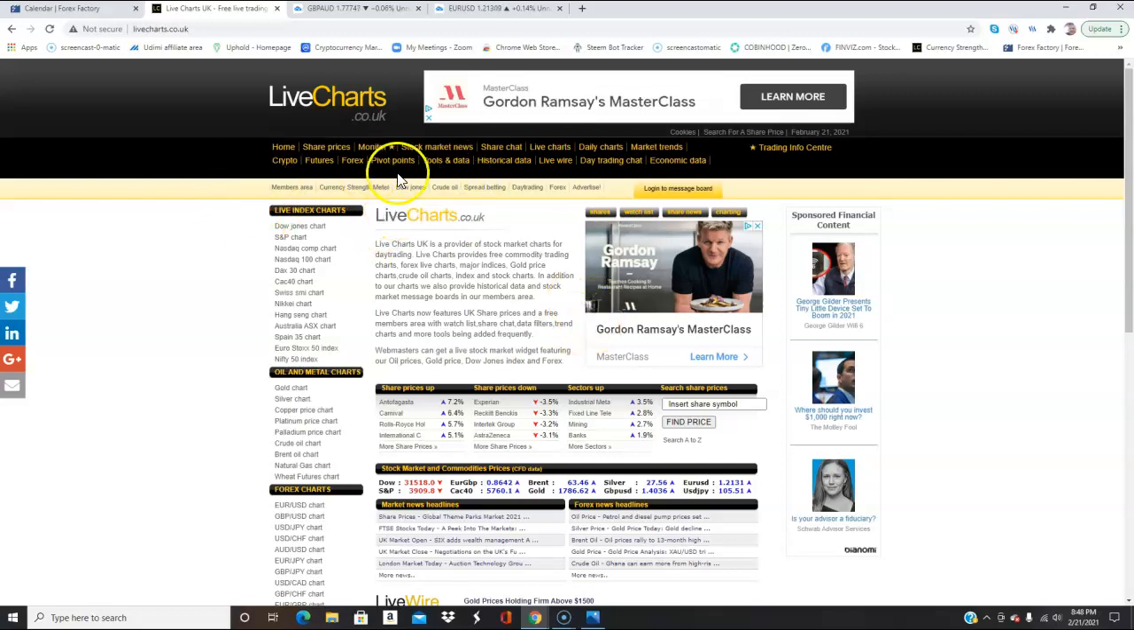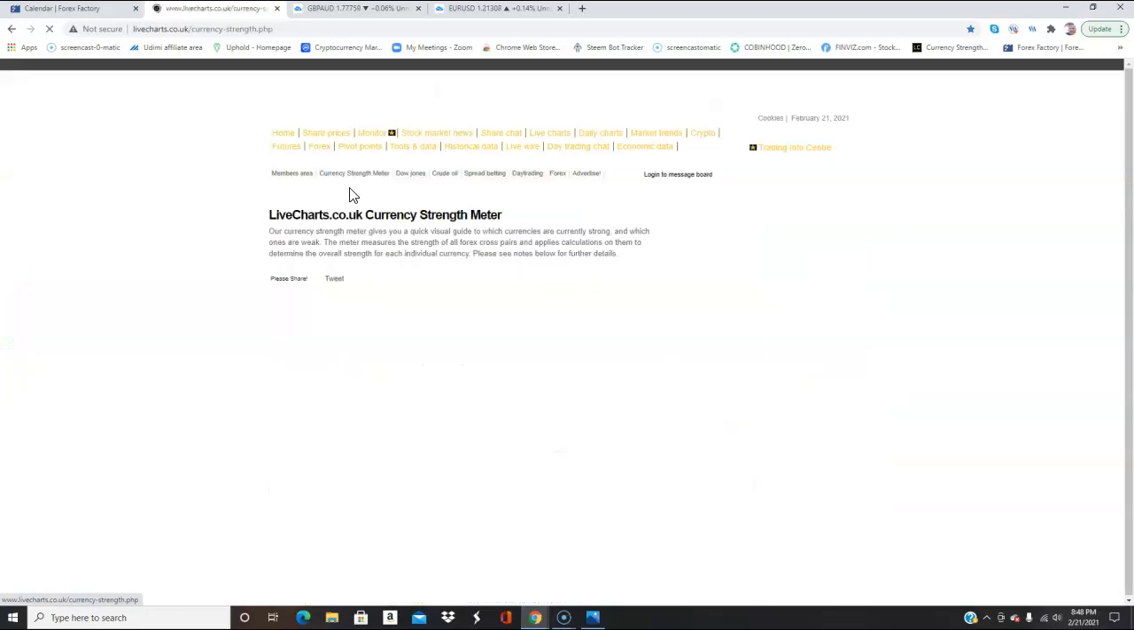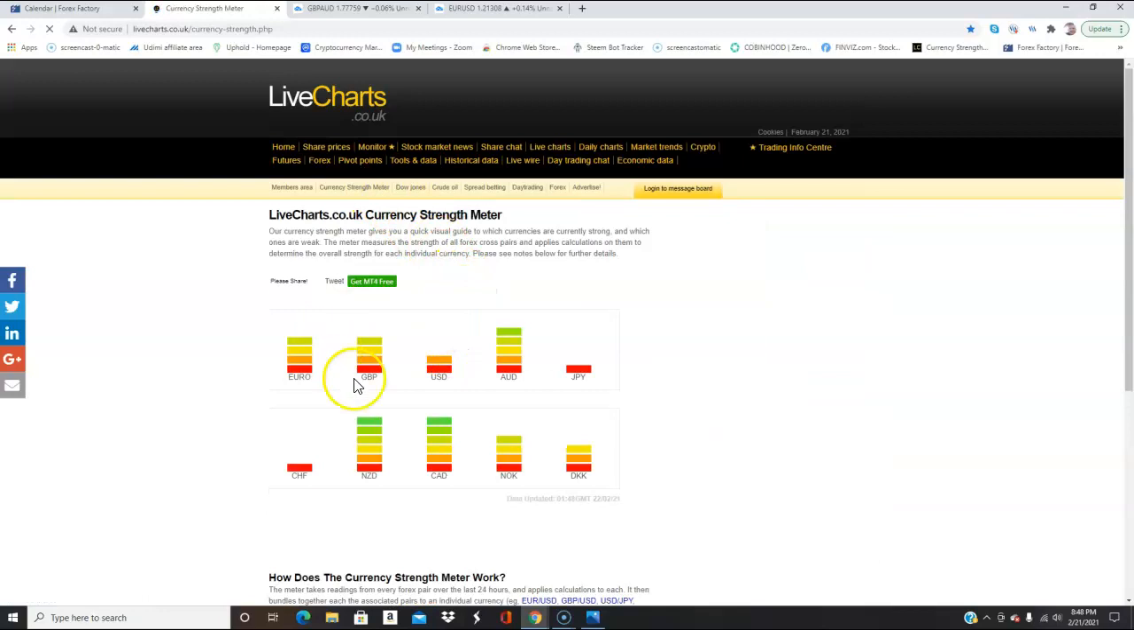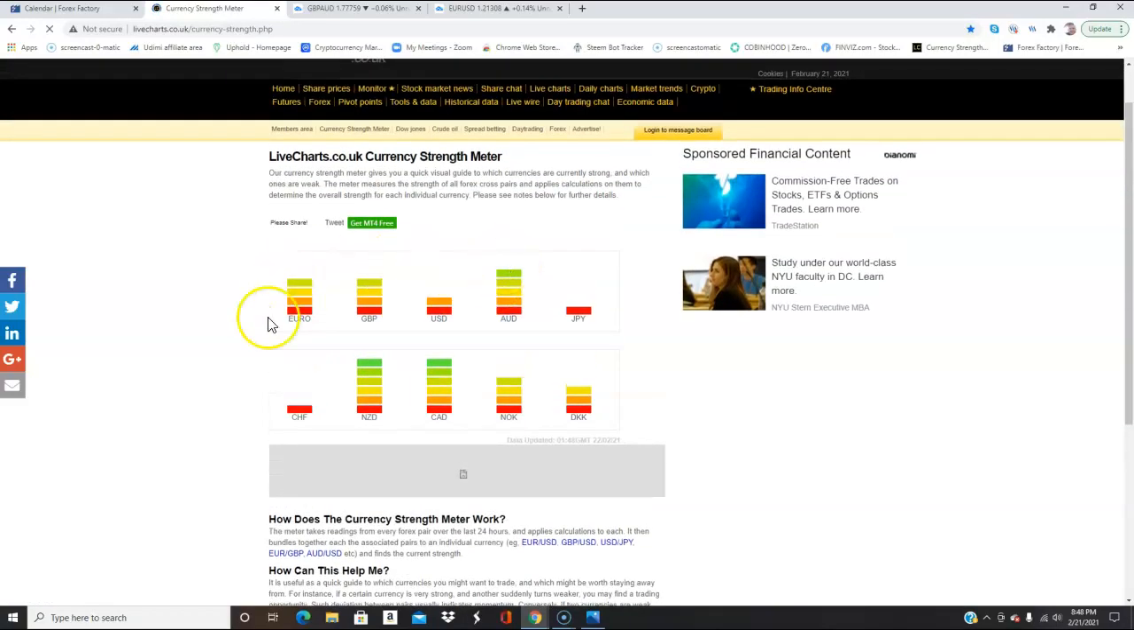And where you're going to find currency strength is right here. It says currency strength meter. I'm just going to go ahead and left click on that, and it pops up right here.